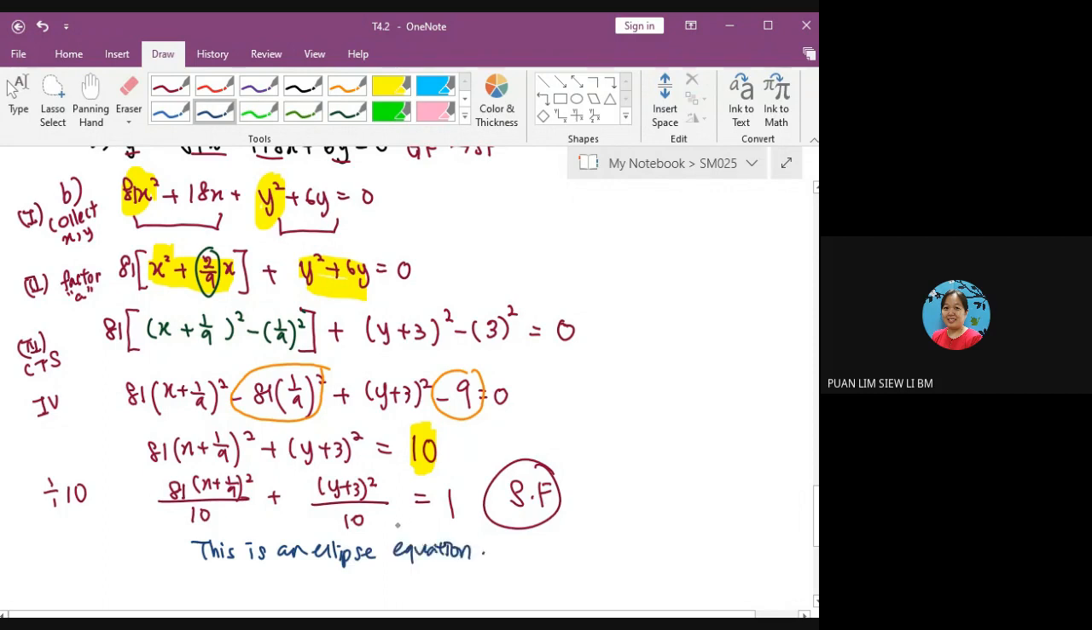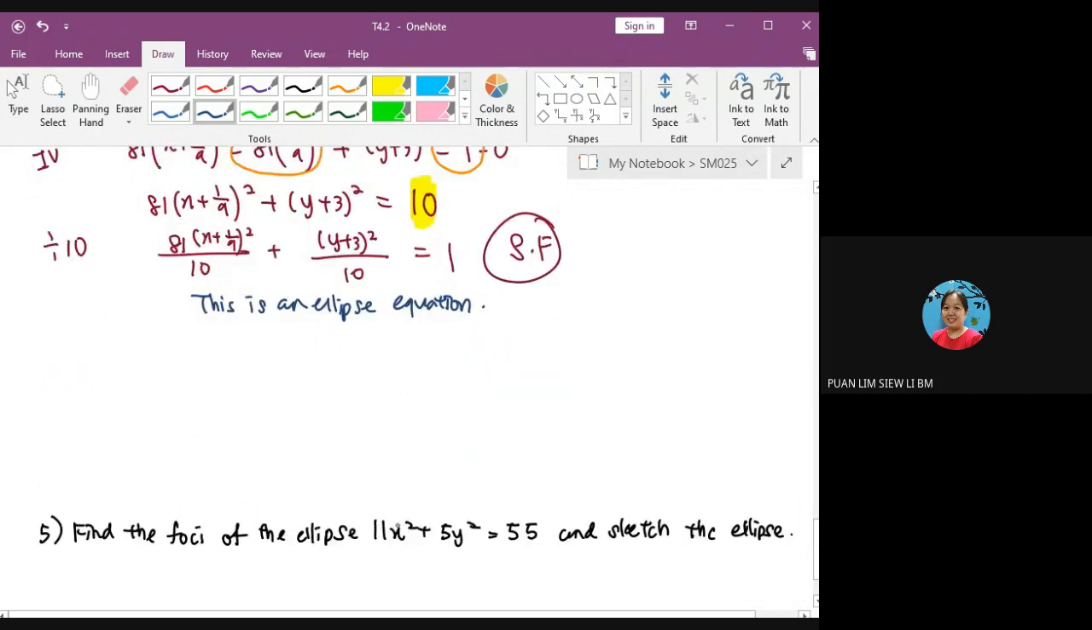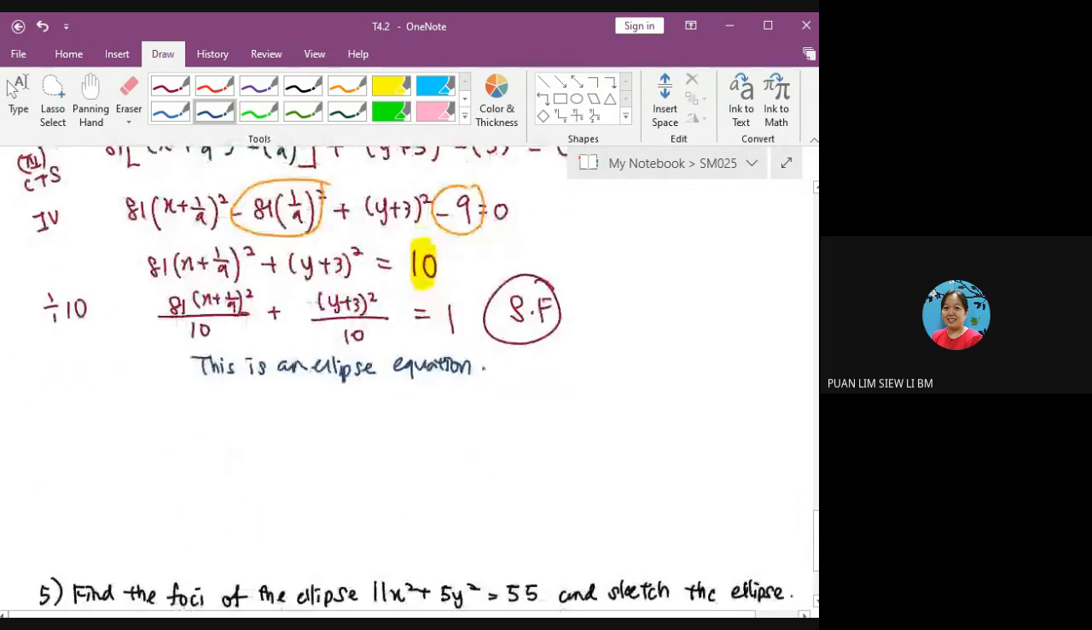So before I'm going to sketch the graph, I need the information. So what's your center? Get out all the information. Center here, negative 1 over 9, negative 3. So be careful with A. It will be 81 over 10. So actually A squared is at the di bawah ini. So this 81 have to pull down. So A squared is 10 over 81.